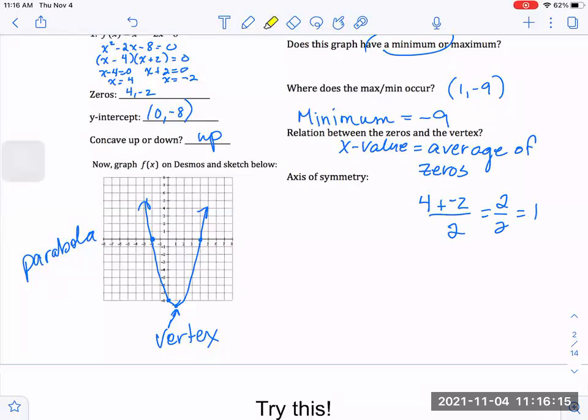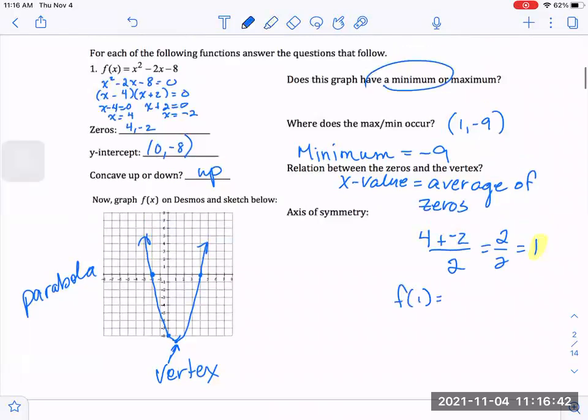Now, that's great. But how could you go about finding the y value that goes with that besides Desmos? How do you think you could find this y value besides putting it into Desmos? Can't you just plug it into the function? Plug it into the function and you get the y value. So f of 1 is equal to 1 squared minus 2 times 1 minus 8. 1 minus 2 minus 8 is -9. That is my vertex.